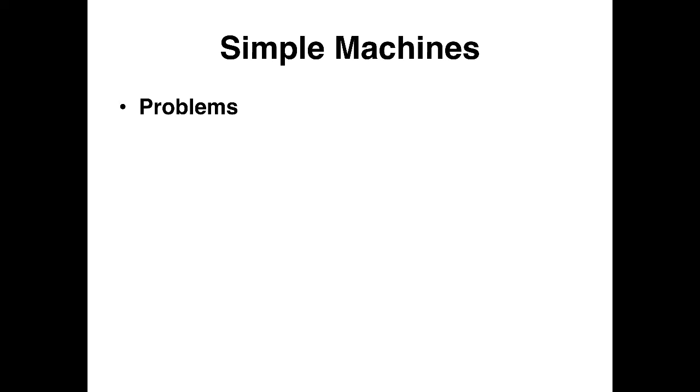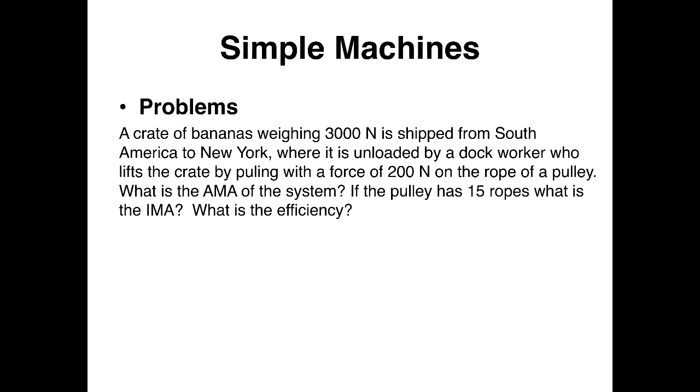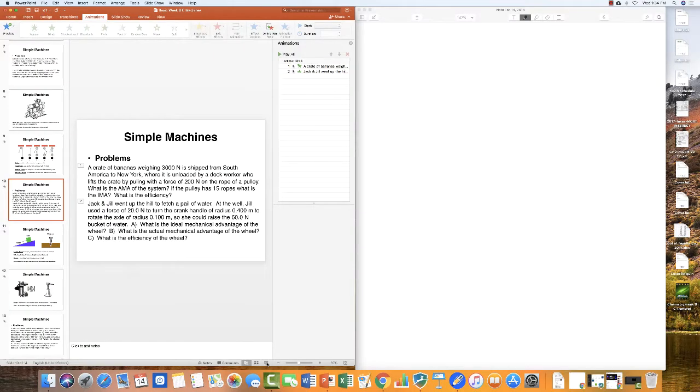Okay, we're going to start this second part by doing a couple of problems looking at the wheel and axle and pulleys. The first one is a crate of bananas weighing 3,000 newtons is shipped from South America to New York, where it is unloaded by a dock worker who lifts the crate by pulling with a force of 200 newtons on the rope. What is the AMA of the system? If the pulley has 15 ropes, what is the IMA? What is the efficiency?